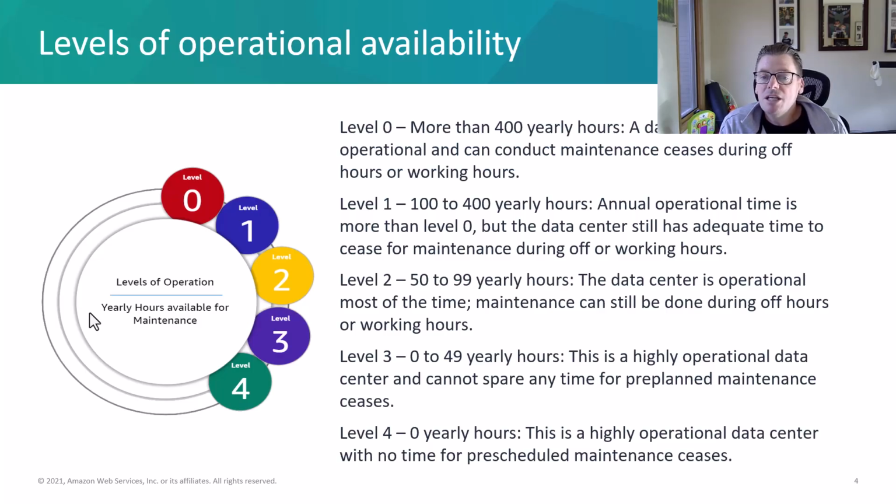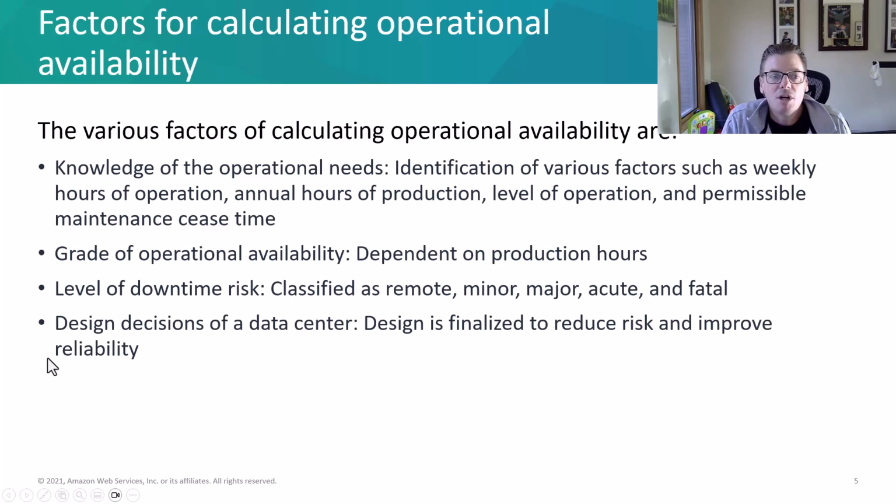Level 2 will be 50 to 99 yearly hours, so it still gives us an opportunity to do some maintenance during off hours. Level 3 is 0 to 49 yearly hours. This means it's highly operational and doesn't really spare any time for planned maintenance. Level 4 is what we're mostly familiar with, right? This is a highly operational data center that has no time for pre-scheduled maintenance shutdowns. We're going to have redundancies built in to allow us to get to that level 4 operationally.